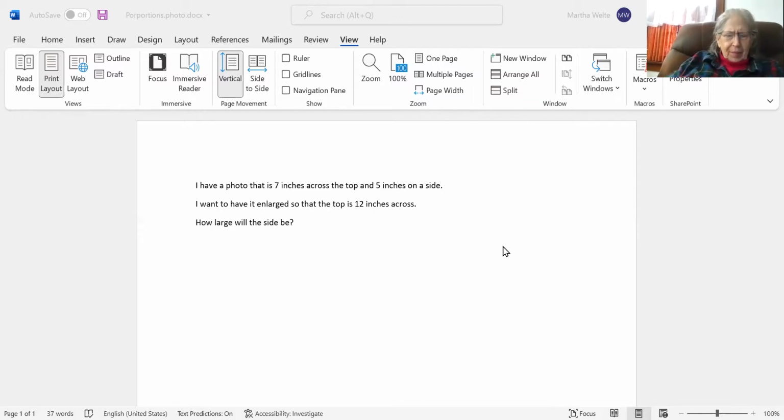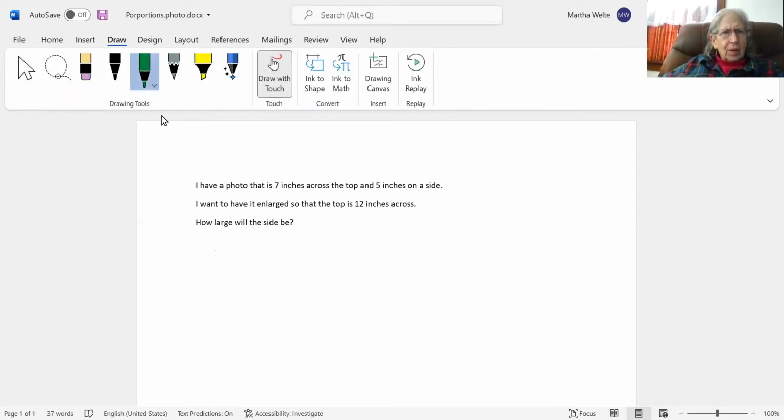Well, we're going to be comparing the top to the side. Now, in word problems, generally what you want to do is first figure out what it is you would like to know the answer to. In this case, it's how large will the side be?